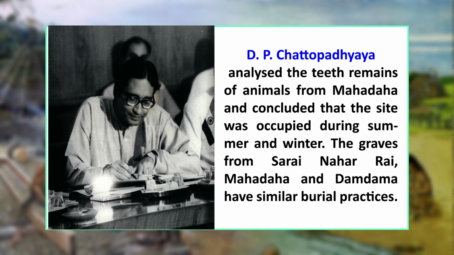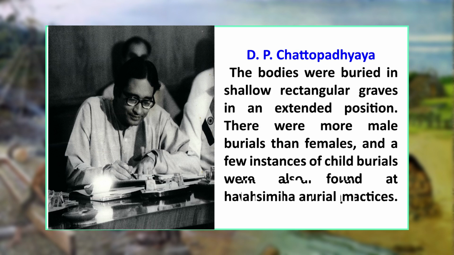The graves from Sarai Nahar Rai, Mahadaha and Damdama have similar burial practices. The bodies were buried in shallow rectangular graves in an extended position. There were more male burials than females, and a few instances of child burials were also found at Mahadaha and Damdama. Archaeologists, on the basis of grave goods, suggested a sort of social hierarchy.